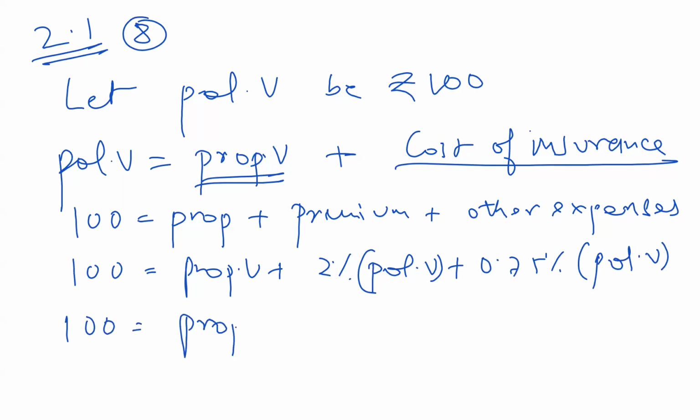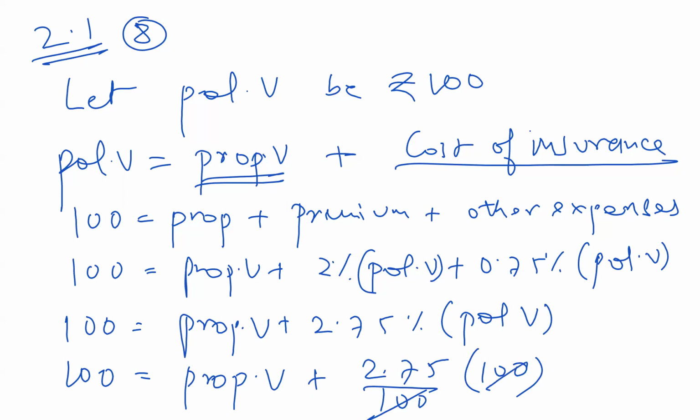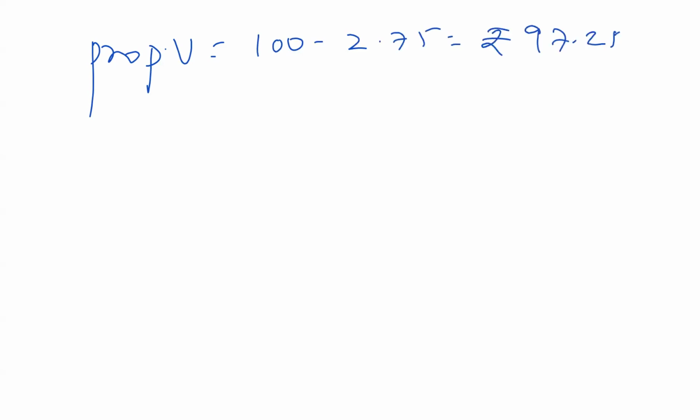So policy value, that is 100, is equal to property value plus 2.75% of policy value. So 100 is equal to property value plus 2.75 upon 100 into 100. The 100 gets cancelled. So the property value will be 100 minus 2.75. Property value is equal to 100 minus 2.75, which is equal to rupees 97.25. Now see, try and understand.